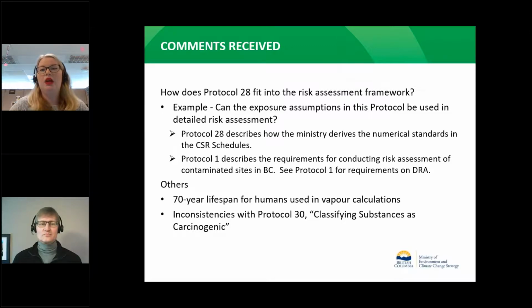I'd also like to mention that 2 of those protocols have upcoming webinars. Friday, March 5th is the Protocol 13 titled Screening Level Risk Assessment webinar. And Monday, March 8th is on Protocol 1. So I would recommend registering for those if you'd like further information. Next slide, please.